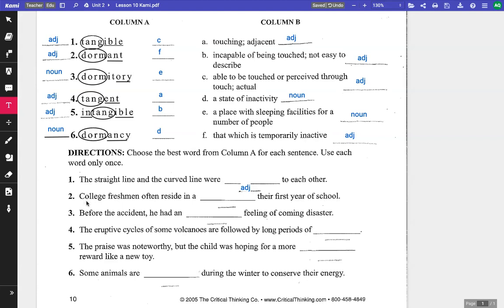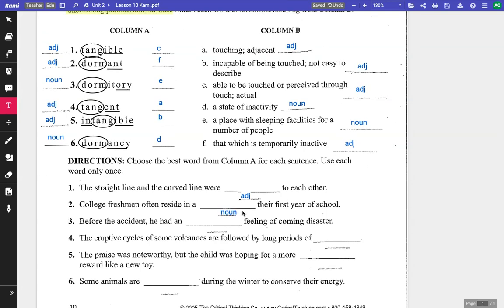Number 2, college freshmen often reside in a blank their first year of school. What part of speech should go in that blank? Yes, we need a noun to go in that blank. Number 3, before the accident, he had a blank feeling of coming disaster. What type of word goes in that blank? Noun, verb, or adjective?